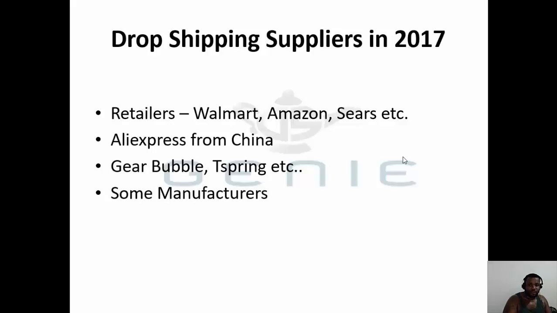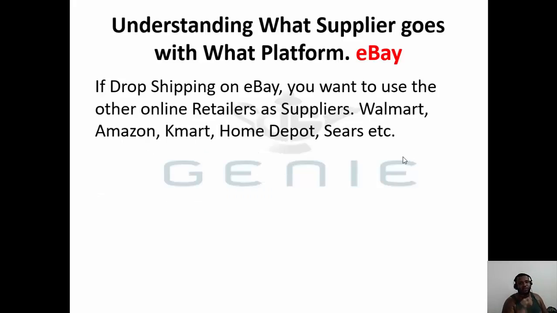Let me move forward. So let's understand what suppliers go with what platforms, right? When you drop ship on eBay, generally speaking, you're going to drop ship from retailers. It's retail arbitrage. Walmart, Amazon, Kmart, Home Depot, Sears, Target, Academy, all those good places, right? You're not going to be drop shipping from AliExpress, generally speaking. I know one person who's done that. I don't know how well he does. I've tried it, and I can see why it would not work. And I made a video on why you should not be dropping from AliExpress to eBay and Amazon.